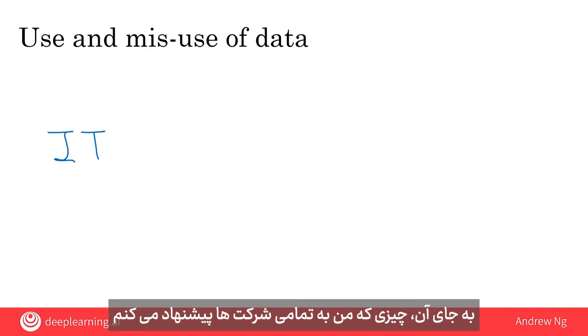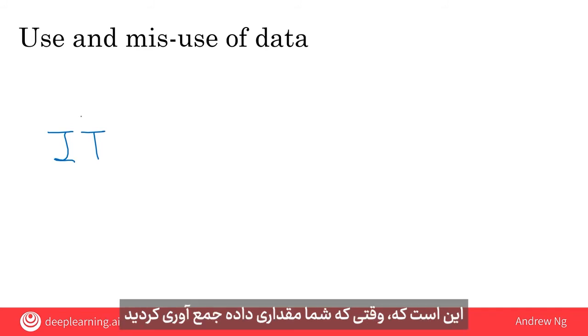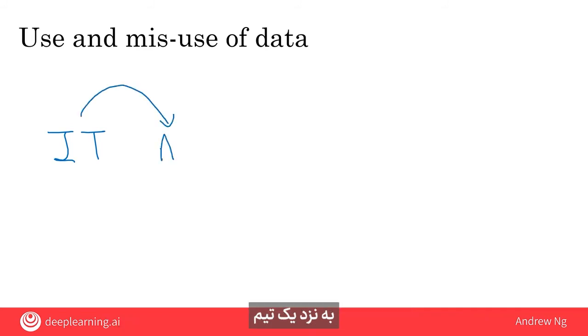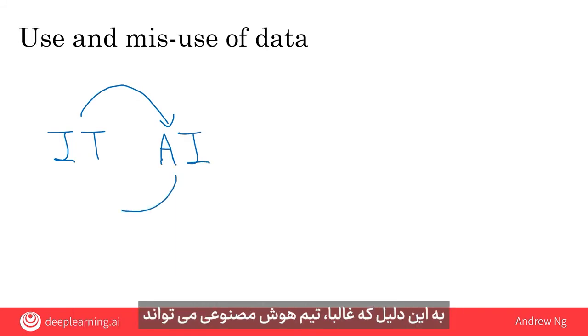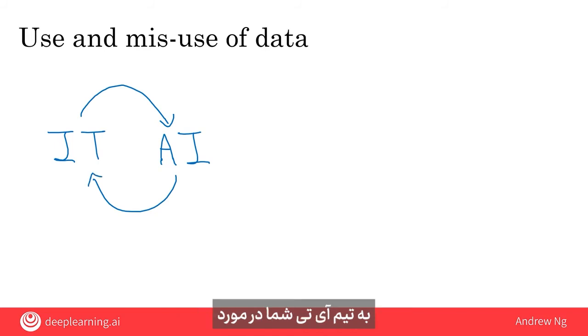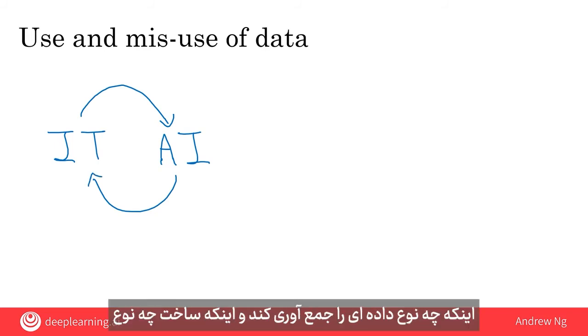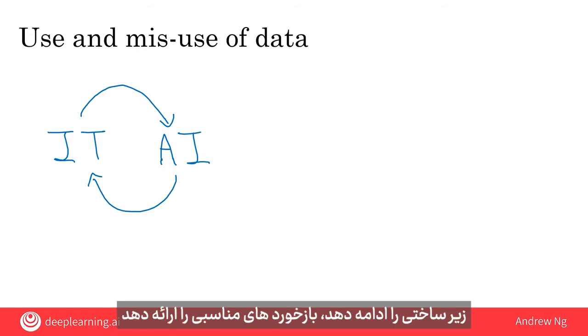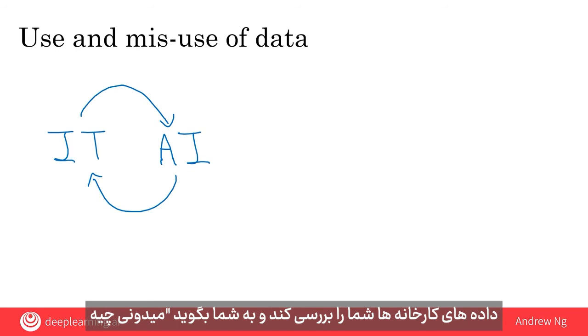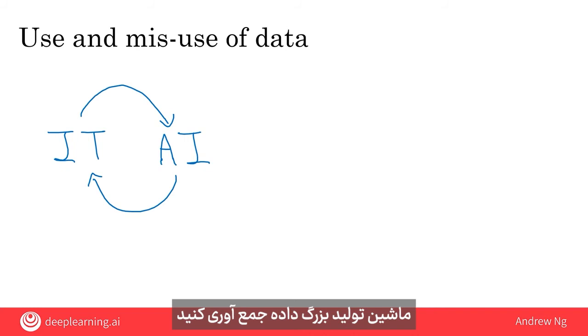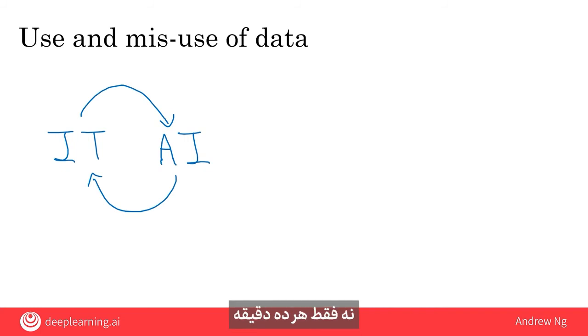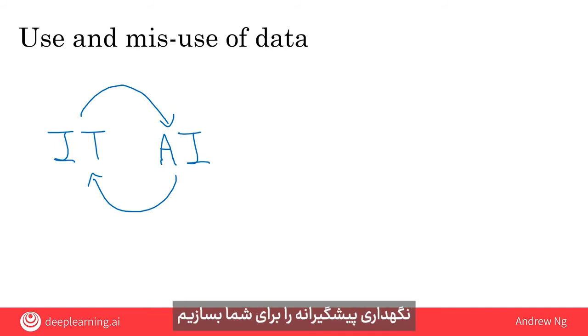Instead, what I recommend to every company is once you've started collecting some data, go ahead and start showing it or feeding it to an AI team, because often the AI team can give feedback to your IT team on what types of data to collect and what types of IT infrastructure to keep on building. For example, maybe an AI team can look at your factory data and say, "Hey, you know what? If you can collect data from this big manufacturing machine, not just once every 10 minutes, but instead once every 1 minute, then we could do a much better job building a preventative maintenance system for you."